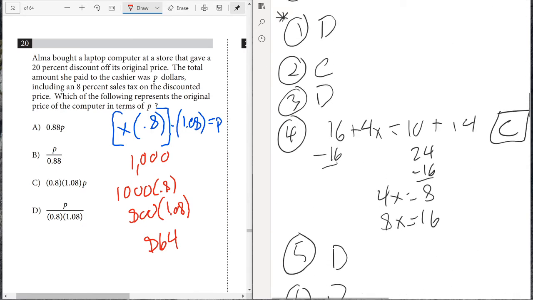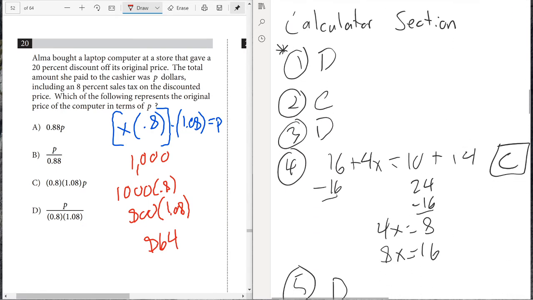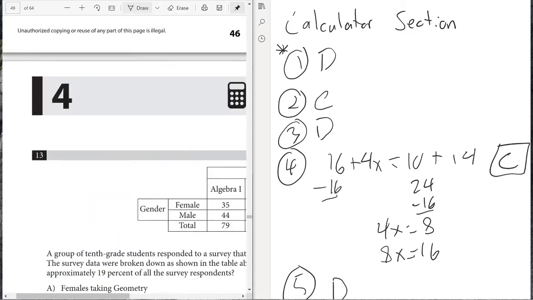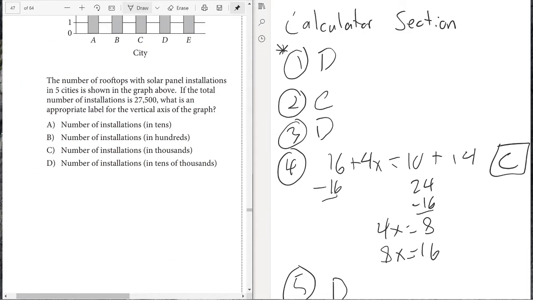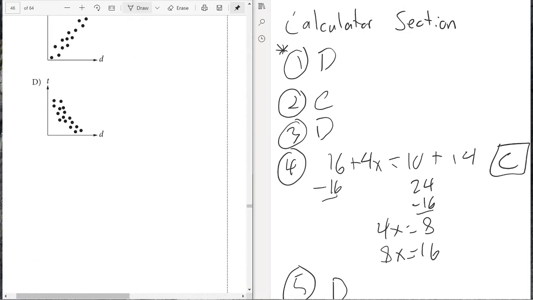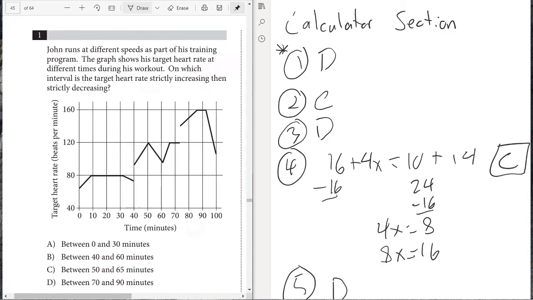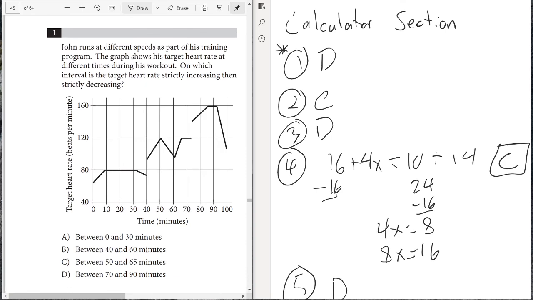And I already checked 12. Oh, I didn't check 1. Let's go all the way back to the beginning. Which is weird, because number 1 usually is not a hard level problem. It's possible, not probable. It just didn't seem like there was an answer for this one. Runs at different speeds as part of his training program.